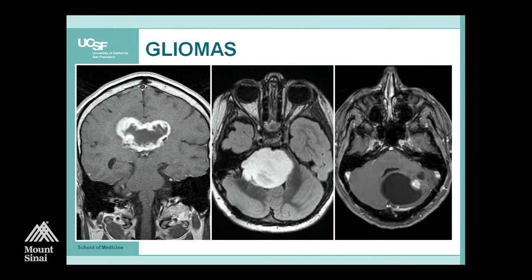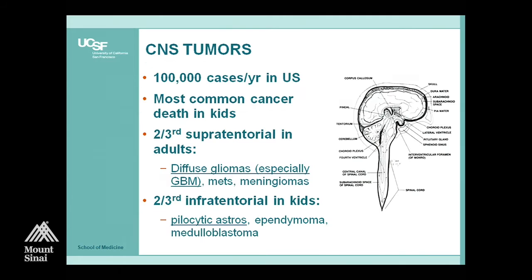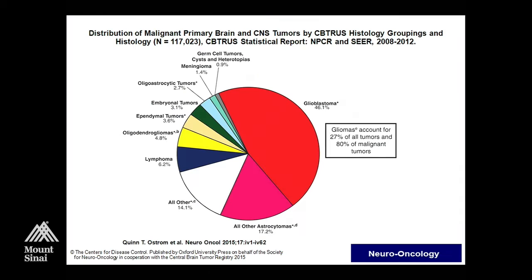And we're going to focus on the gliomas during this talk. As you probably know, in the United States, we see about 100,000 new cases of brain tumors every year. The brain tumors are the most common cause now, unfortunately, of cancer death in children. Much of what we see in the adults is supratentorial, whereas in children it's infratentorial. You've heard a little bit about some of those tumors, and you'll hear some more the rest of the day. So we're going to focus on the gliomas.